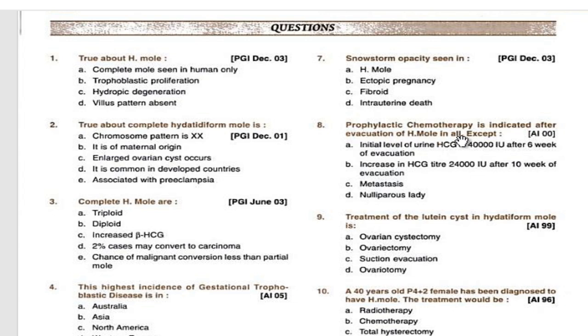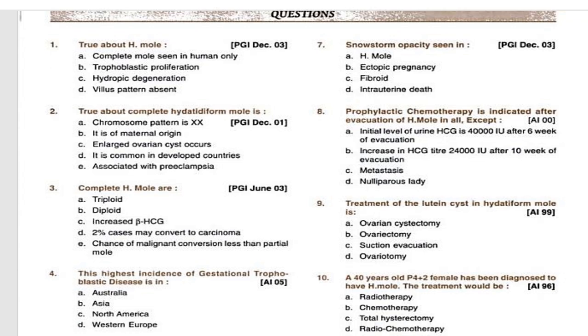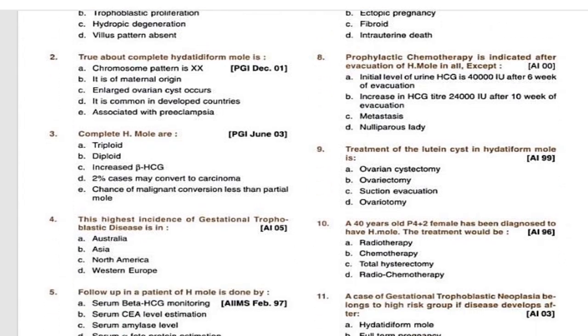After this, prophylactic chemotherapy is indicated after evacuation of H mole in all except: initial urine HCG greater than 40,000, after 6 weeks of evacuation initial increase in HCG titer 24,000, after 10 weeks of evacuation, metastasis, and nulliparous lady. The obvious answer is nulliparous lady. Nulliparous lady is not even a risk factor for H mole, it's multiparous lady, parity greater than 3. More importantly, age is more important than parity as a risk factor. Age more than 39 is a risk factor.